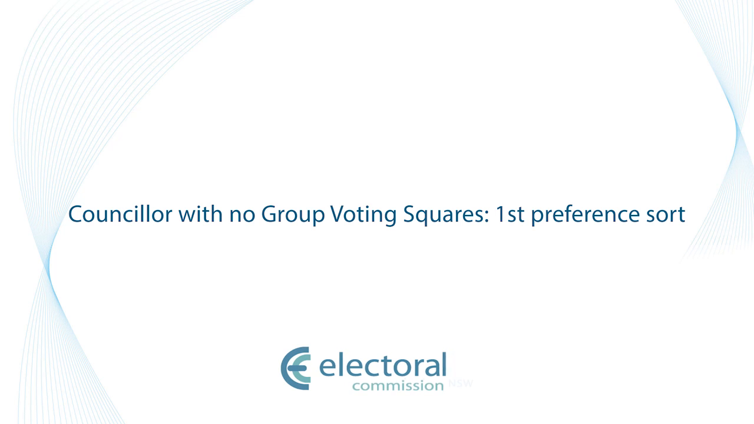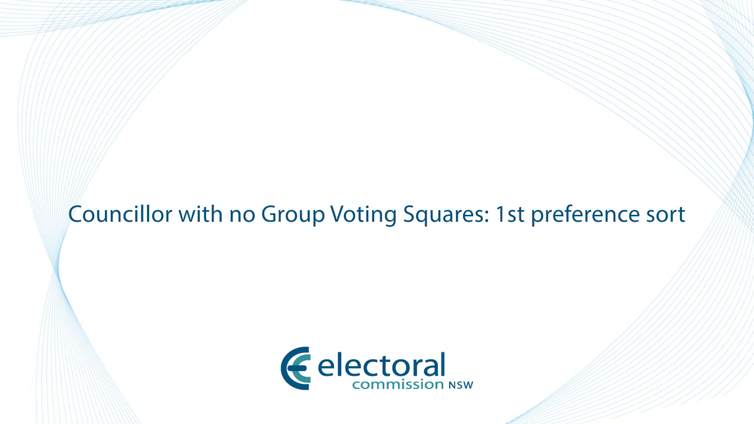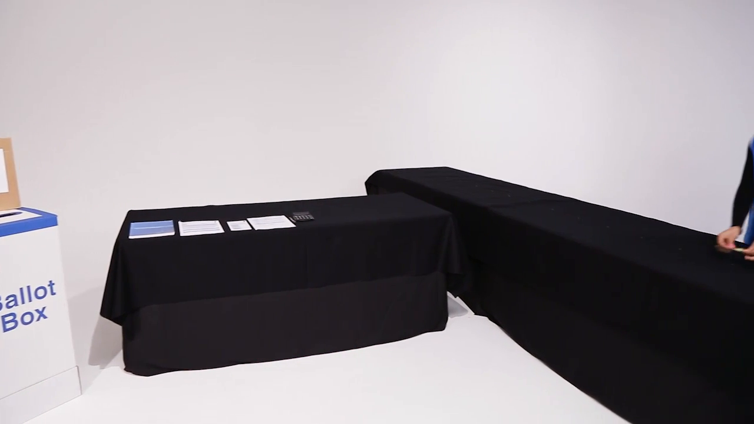The following is a demonstration of the councillor ballot paper with no group voting squares first preference sort. Set up tables to unfold the ballot papers. Prepare the area for the count.